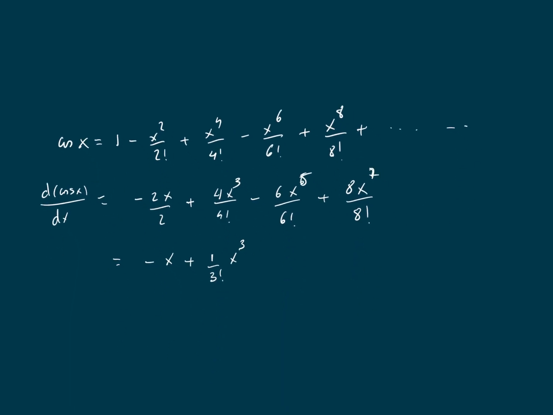If you work a little bit, it will be minus x plus x cubed divided by 3 factorial, minus x to the fifth divided by 5 factorial, plus x to the seventh divided by 7 factorial. And this is the Maclaurin polynomial of sine of x, so it's the same thing that we did before.